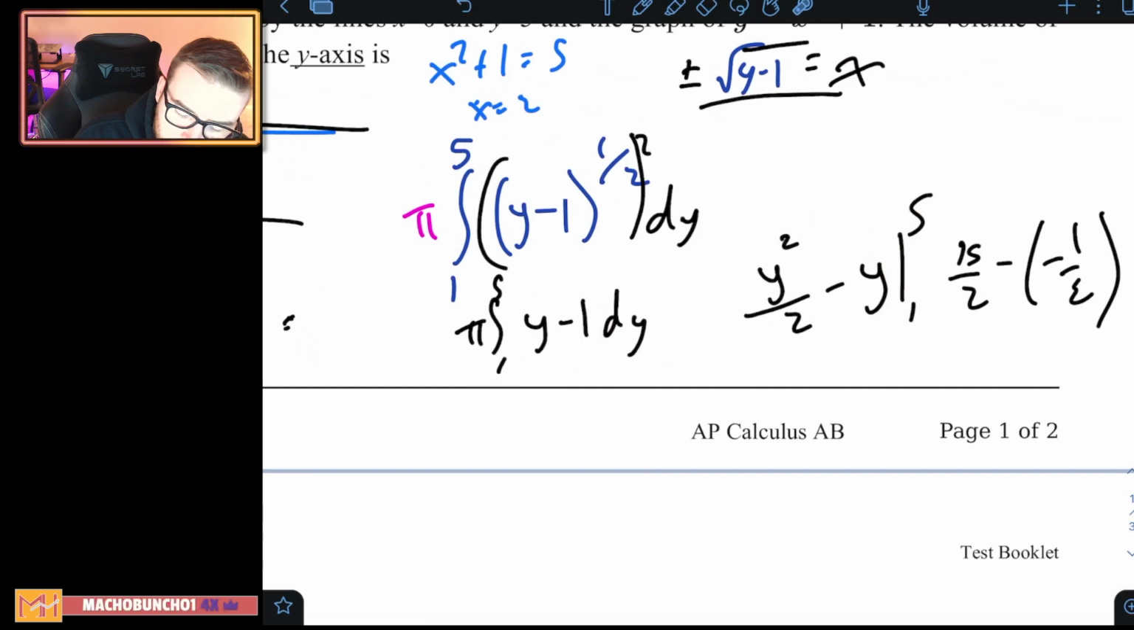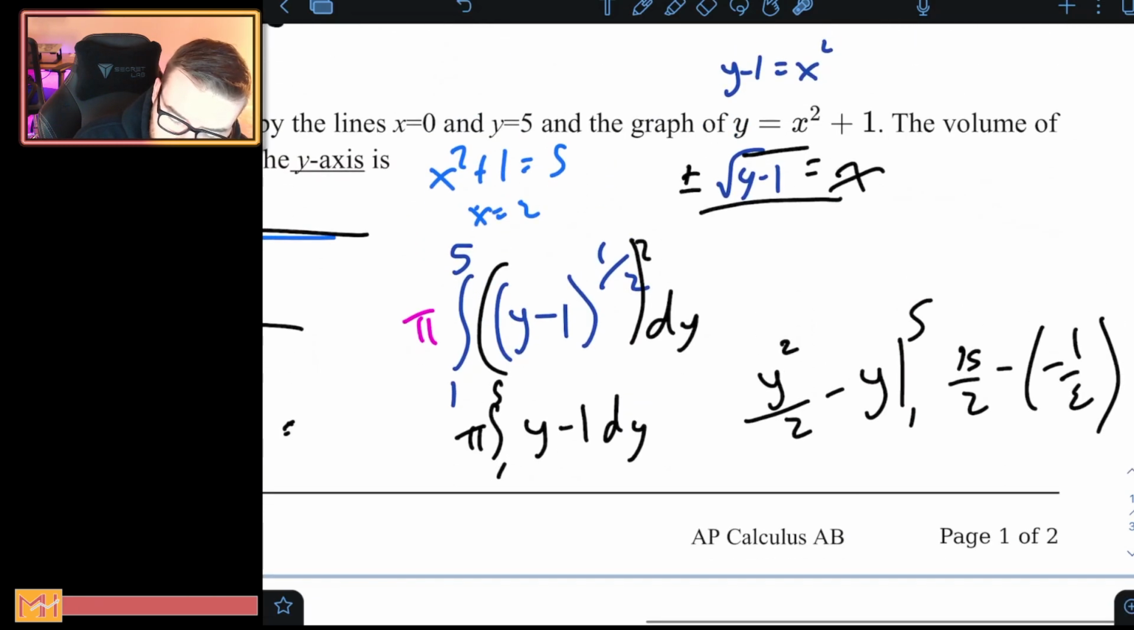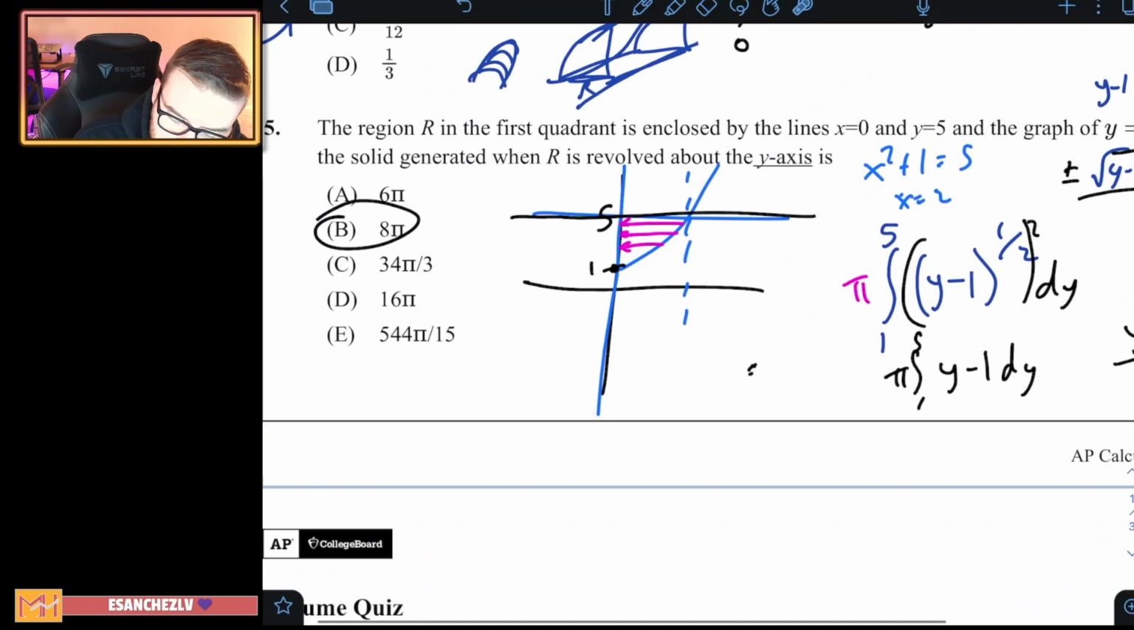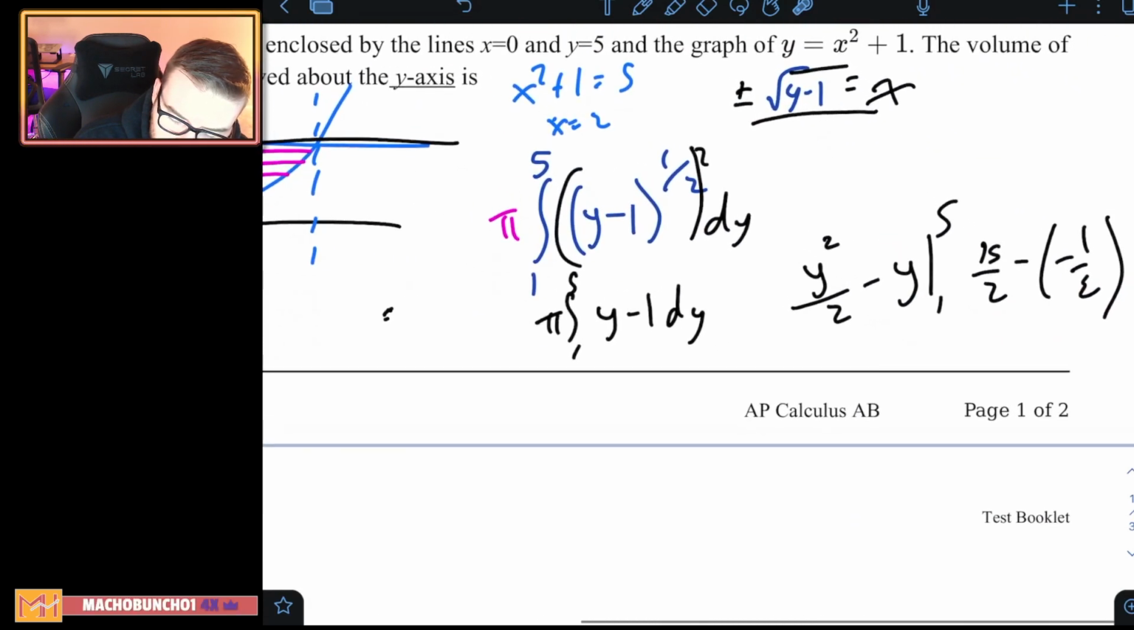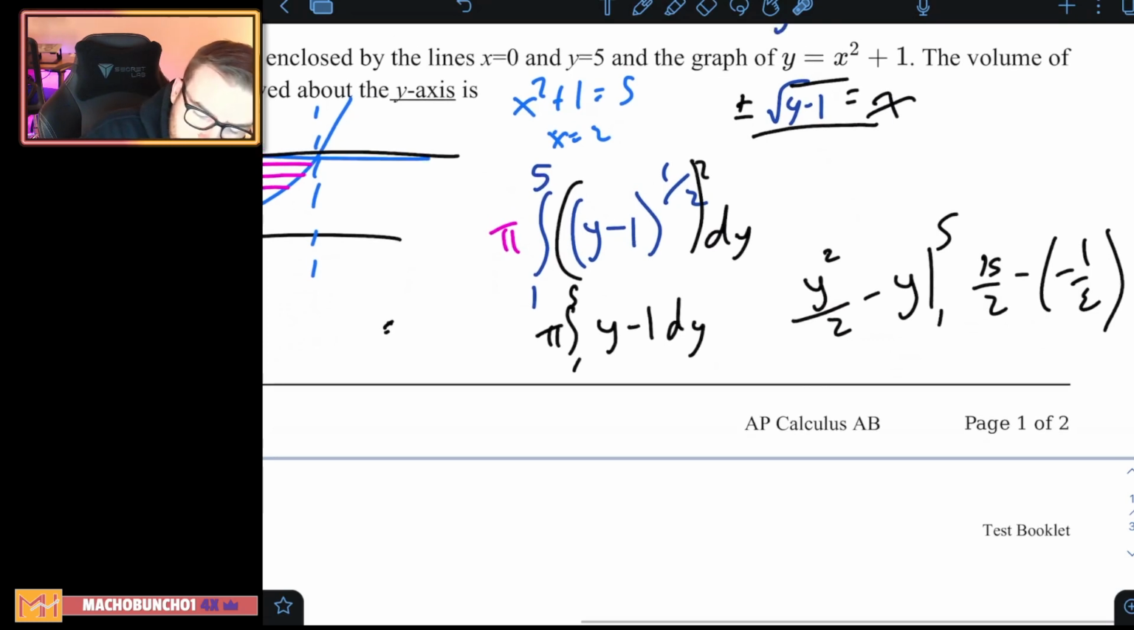Wait. Am I missing some work here? Yeah, I feel like I'm missing some work here. Let me backtrack. The point is it comes out to 16 over 2, which is 8, and then times the pi. I'm not seeing all my... Oh, I did a lot in my head here.